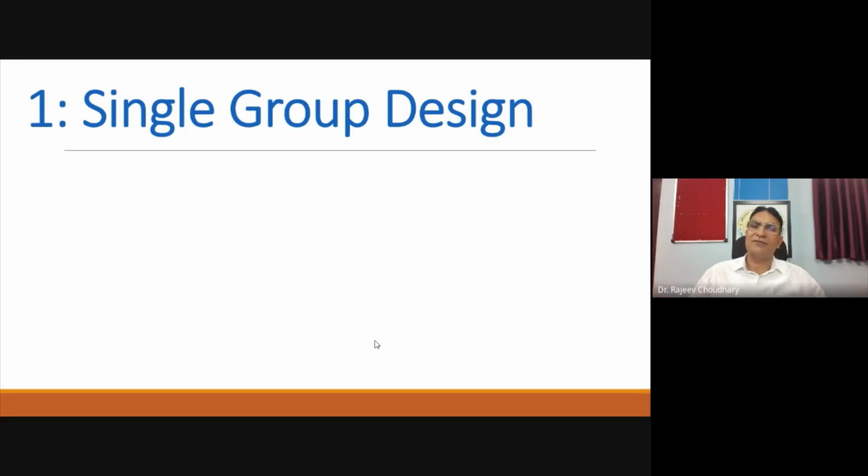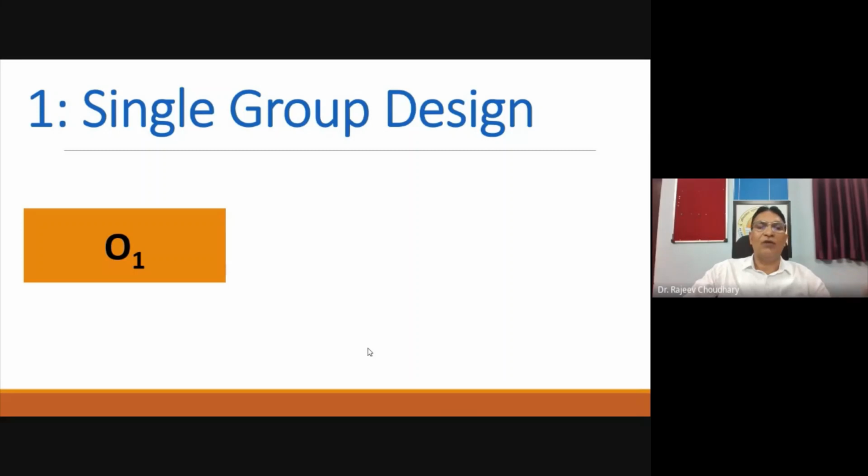The study, effect of morning walk on blood pressure, can be conducted by using this design also. This design means single group design. How do we conduct it? We take O1. O means observation. Here O1 means observation 1, the pretest. First we will take the pretest, observation 1.